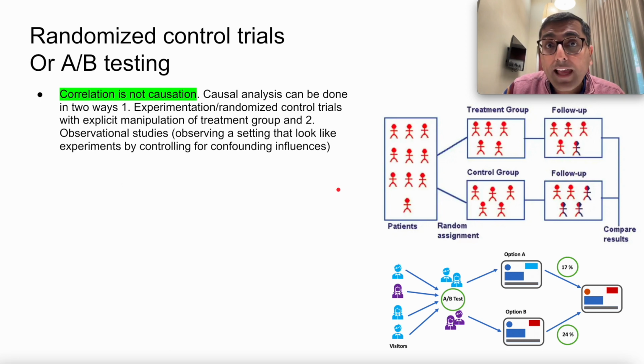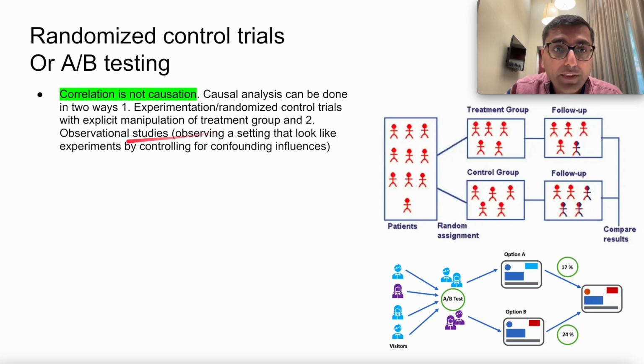And we can do causal analysis in two different ways. By this experimentation or A/B testing that we just went through, which is also called randomized controlled trials, where we explicitly manipulate the treatment group, right? We explicitly manipulated how this treatment group receives a drug. We gave them a drug. So it's an intervention. Or in this group, we explicitly changed the look and feel to a blue box from the default red box.